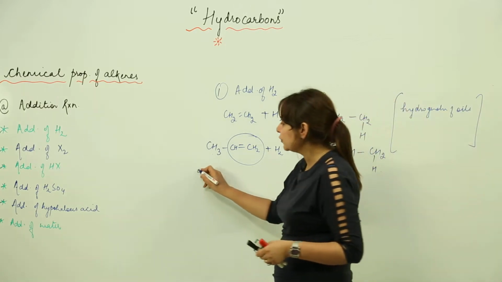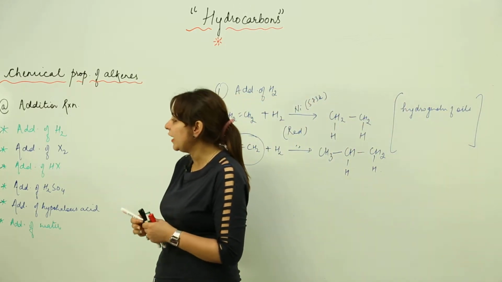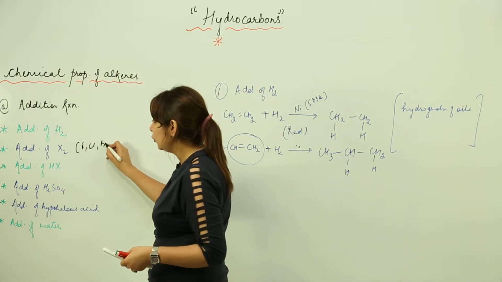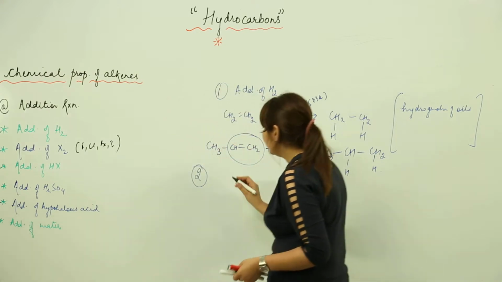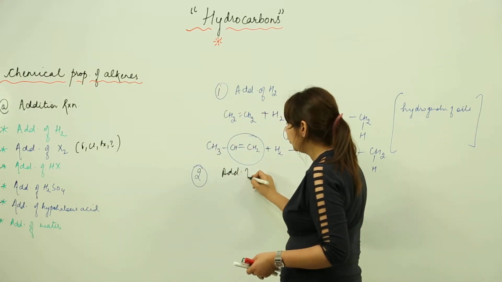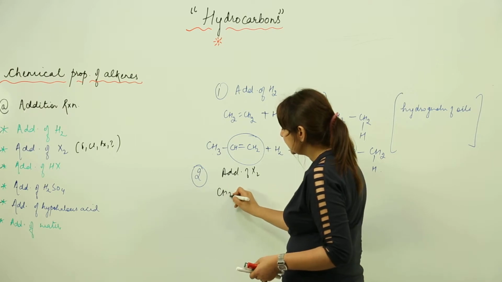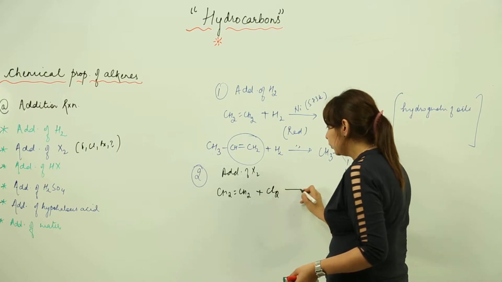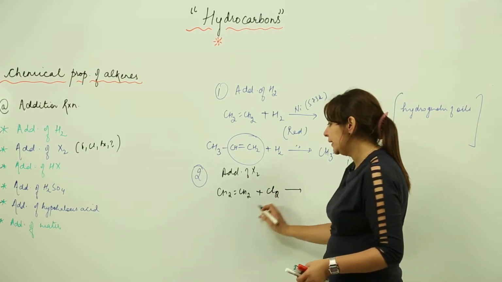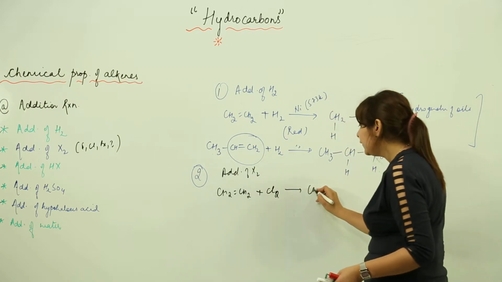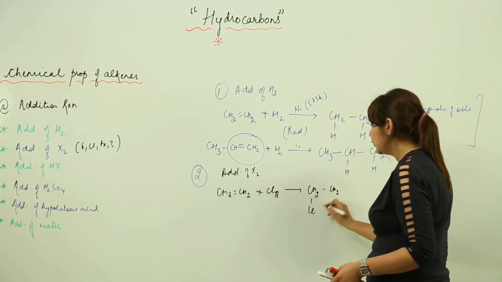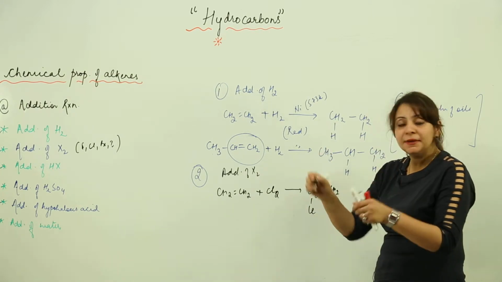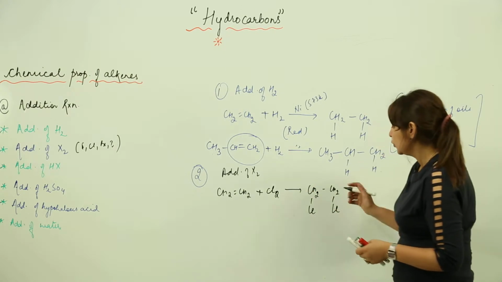The second addition reaction I am going to show you is the addition of X. What is X? X here refers to halogen: fluorine, chlorine, bromine, iodine, either of that, right. So I am going to show you the addition of halogen. Let's say this is my ethene, and I am going to add some halogen, let's take chlorine, right. So again, one Cl is going to attach here, one Cl is going to attach here. Every time the addition reaction occurs in a similar manner, that means an atom or group of atoms attaches to the carbon atoms directly involved in the double bond. So this is what we get.